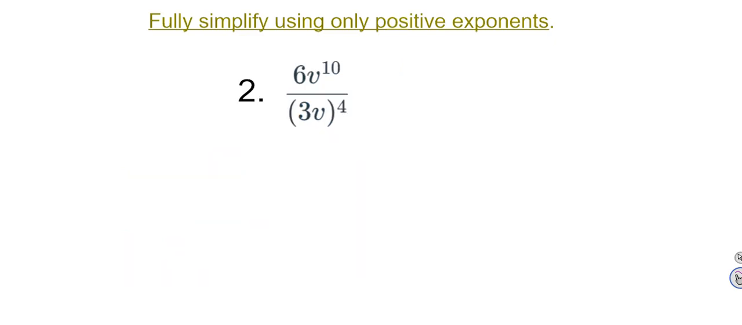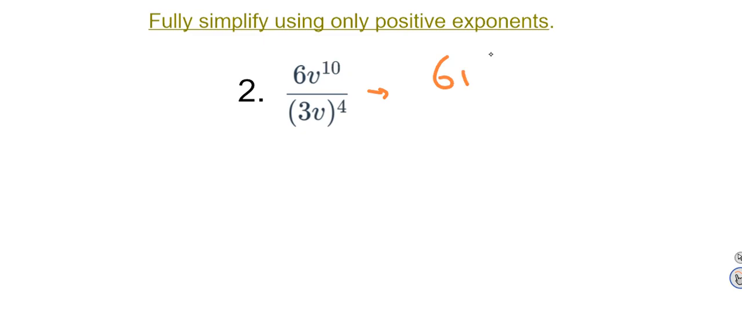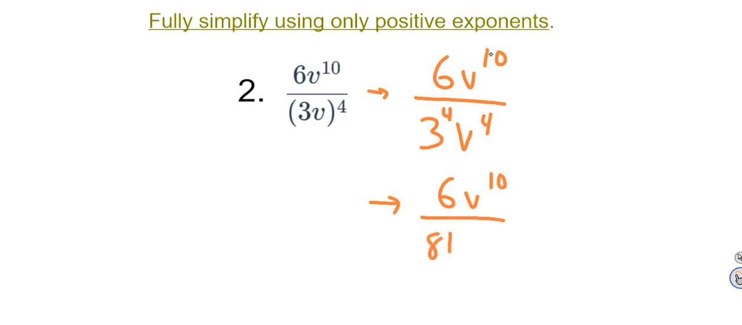Once again, we're going to have to do something to the denominator first. So let's rewrite the numerator, and then look at the denominator. We've got power to power, so that's 3 to the 4th, and v to the 4th. I don't have a calculator. 3 times 3 is 9, times 3 is 27, times 3 is 81. So I have a 6v^10 and an 81v^4.